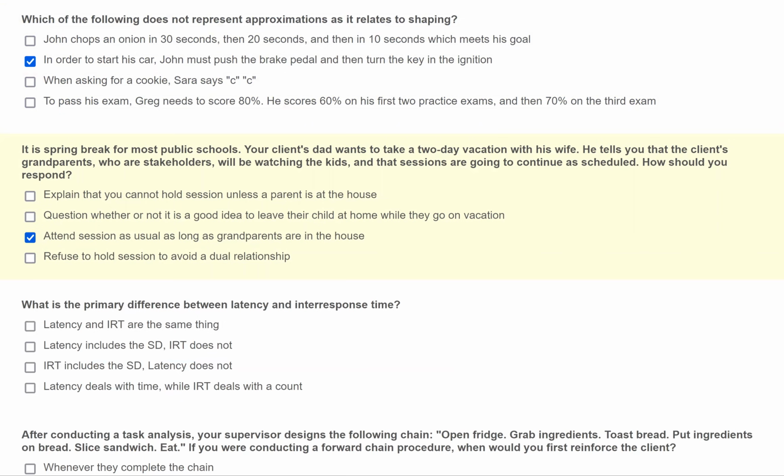If the question had said something like your client's dad is going on vacation and he wants you to go on vacation with them to hang out, right, and be friends, that's a dual relationship. In this case, you're just providing session as instructed with grandparents who are stakeholders. Totally fine, totally okay. You should C, attend session as usual, as long as grandparents are in the house.